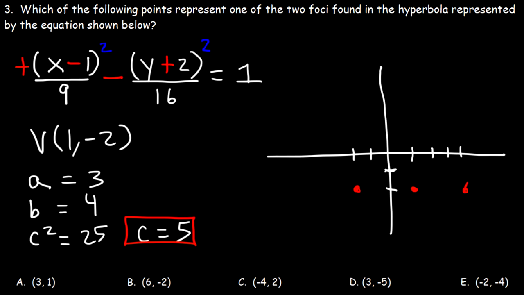So the graph is going to open like this, and also towards the left. Now the focus is somewhere inside where the graph opens. So A represents the distance between the center and the vertex. That's A.